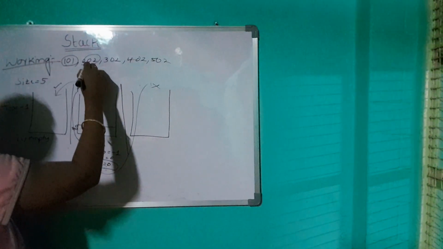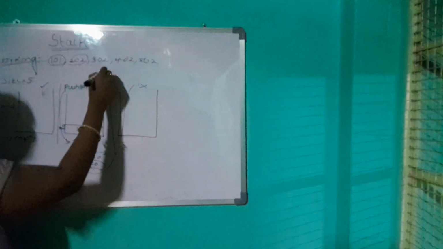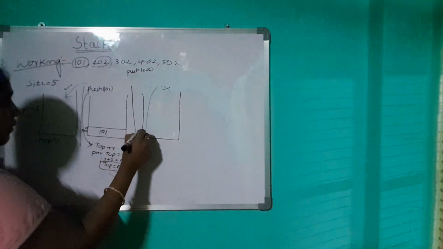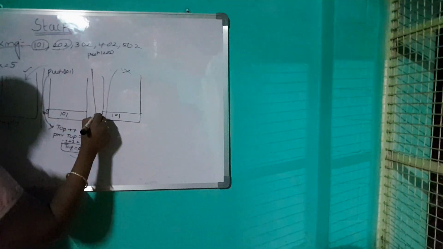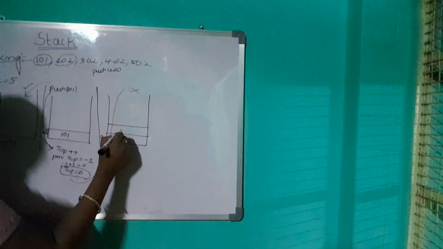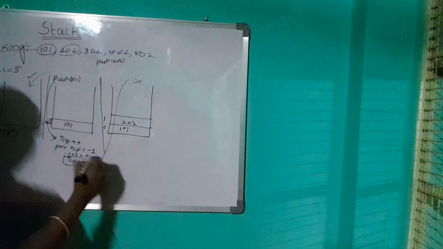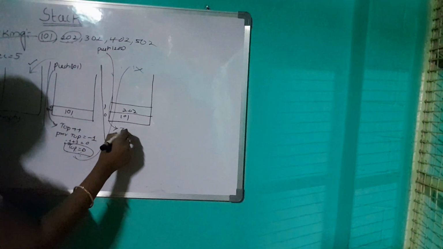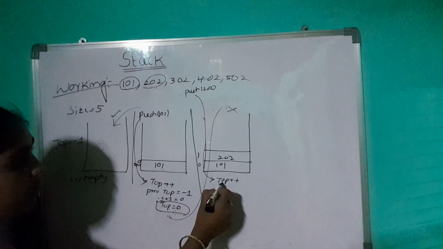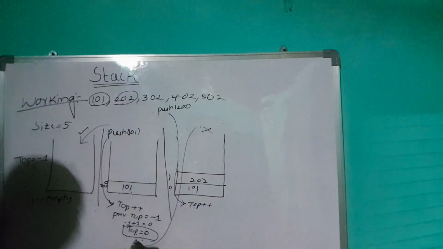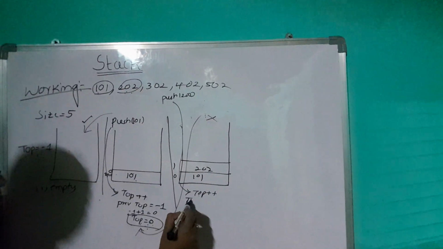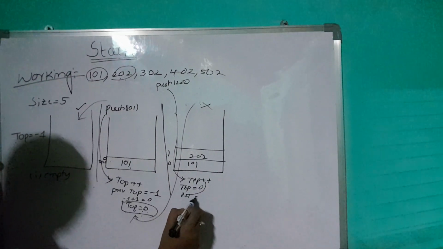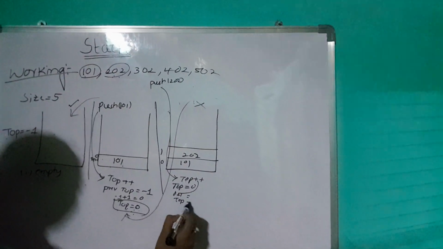Now we have to insert 202 onto the stack. Therefore, the operation is push of 202. Here 101 is already there, at index 0. We have inserted 202. Now push operation is performed here. Therefore, top has to be incremented. In the previous step top is equal to 0 and top gets incremented. That means 0 plus 1. Then top becomes 1 here.